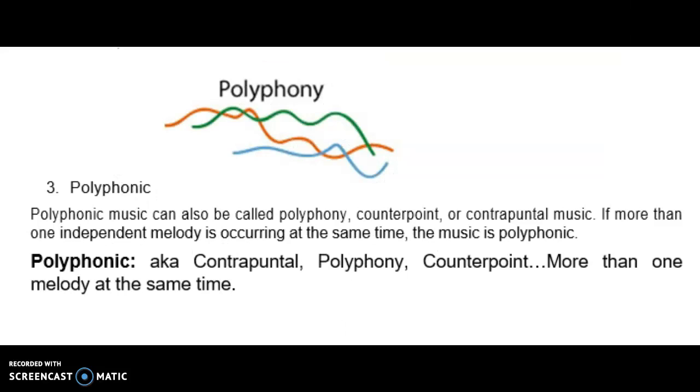We have done a lot of polyphonic music when we listened to the Baroque era and the composers of the Baroque era. So polyphonic music can also be called polyphony, counterpoint, or contrapuntal music. So look at all those different lines and layers that you see there. If more than one independent melody is occurring at the same time, the music is polyphonic. So it can be counterpoint, polyphony, more than one melody at the same time.